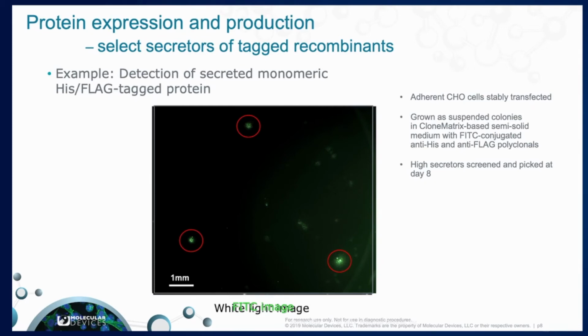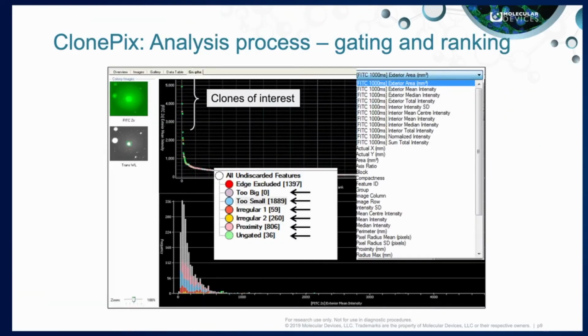Using this principle, we look at detection of secreted monomeric His flag tag protein. His and flag tags were in tandem at the C terminus. 2 tags together were necessary in this case to provide a sufficient tag size for the multi-epitope binding required for formation of the fluorescent complex. Any epitope tag or combination of tags with size greater than 10 or 12 to 14 residues should be sufficient. An example of this would be His or 2X flag. High secretors were then screened and picked into 96-well plates at day 8.